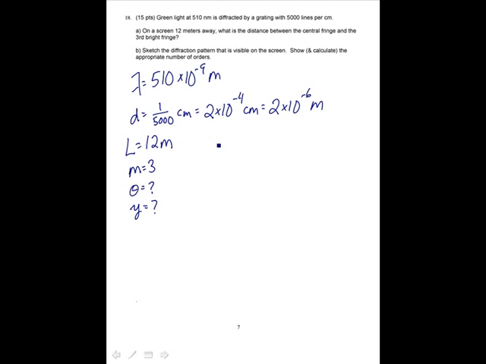All right, d sine theta equals m lambda. This is for a diffraction grating, which is the same as for a double slit. So this is towards the bright spots, which is what I'm looking for. Solve first for theta: the inverse sine of 3 times 510 times 10 to the minus 9.